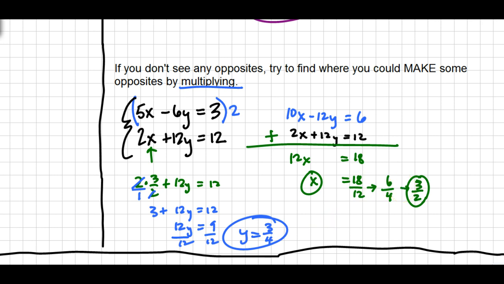So now remember that we can put our answers together in coordinate form if we choose, or we can leave them separately like we did.